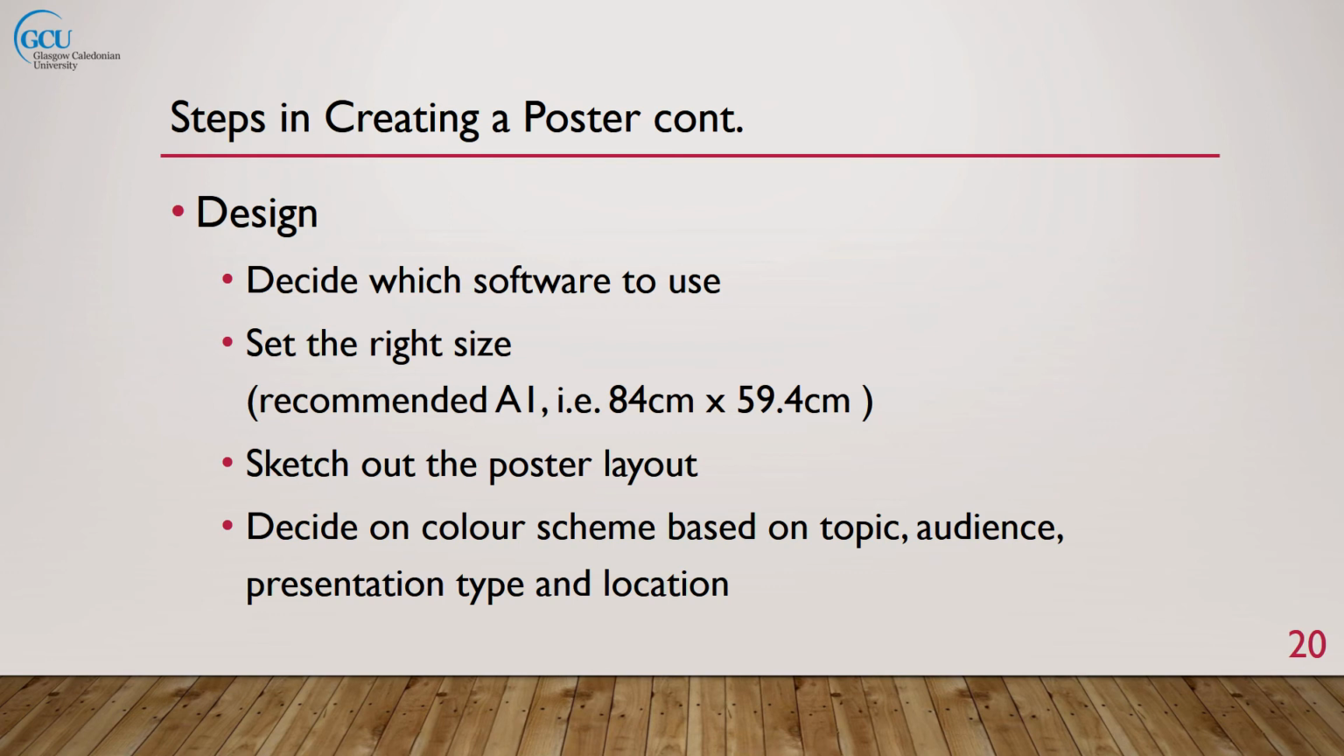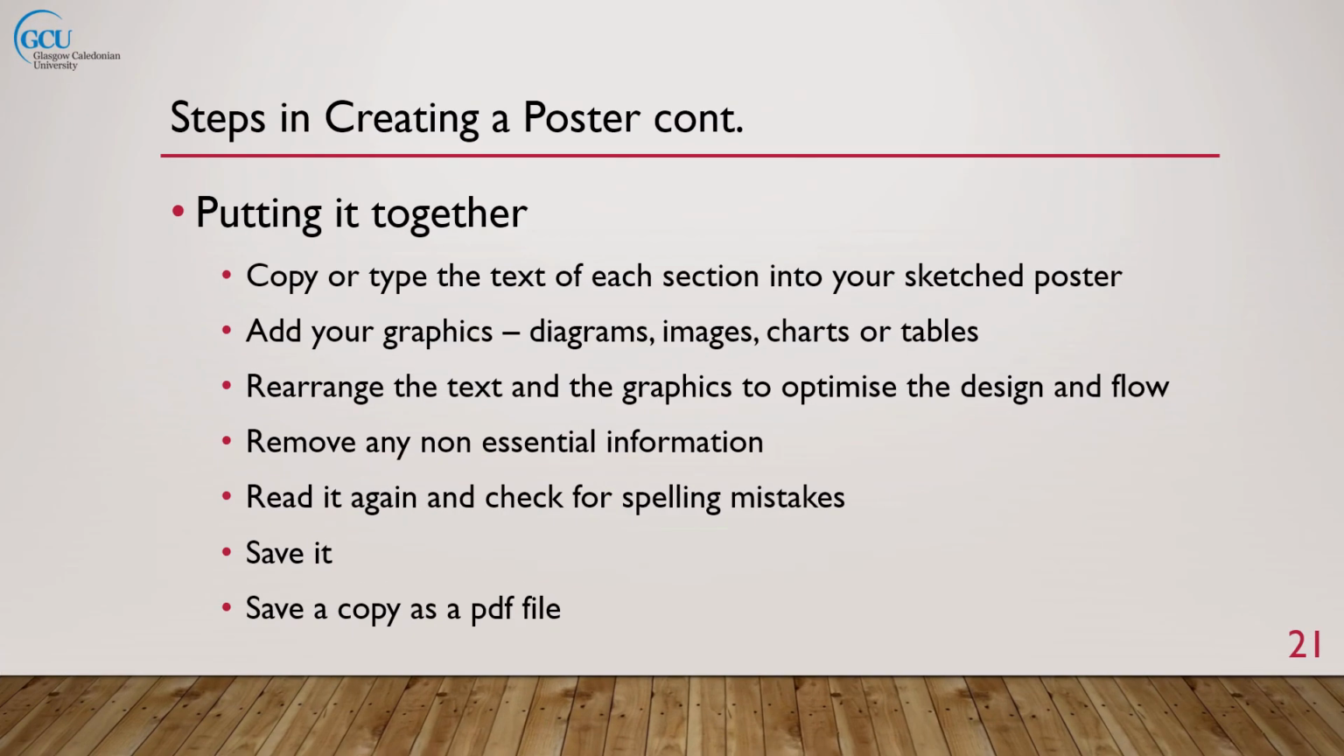Have a look at the color schemes available in that software and decide what color scheme you're going to use based on the topic of your poster, the audience you're presenting to, the presentation type, and the location. If there is a strong association with specific colors already with a particular topic, if you use them, that will bring it all together even more. And then you can start putting it all together, copying and pasting or typing directly the text in each section onto your poster, adding all the graphics, diagrams, images, whatever you need to use on your poster, and rearranging the text and the graphics to optimize the design and the flow.